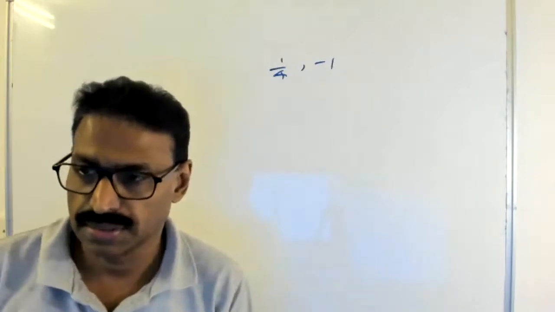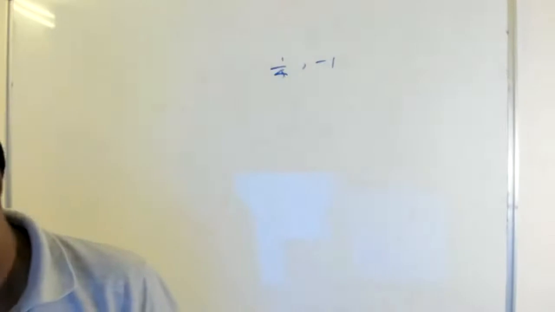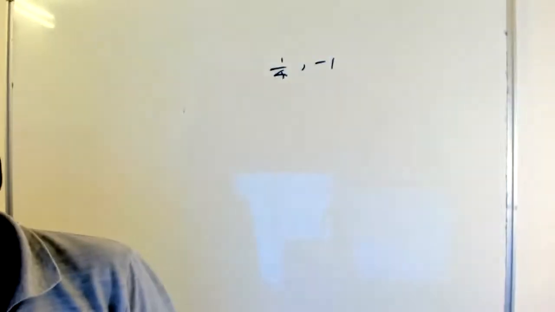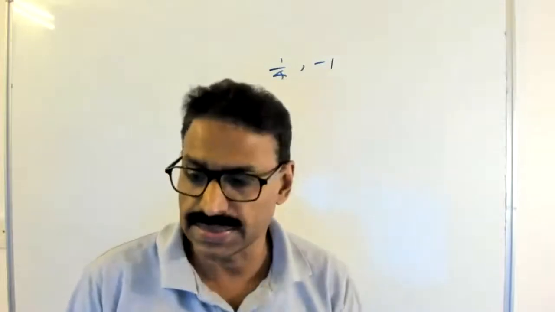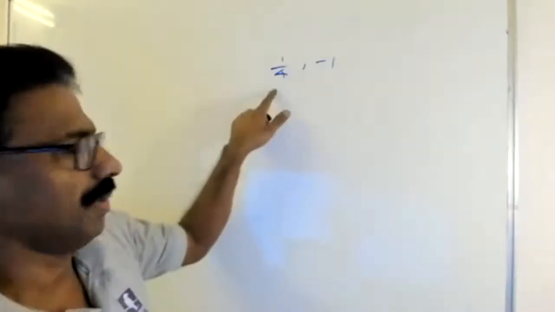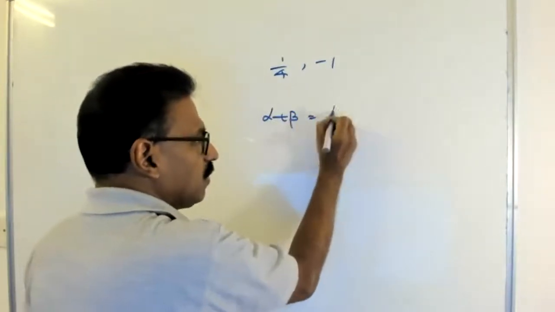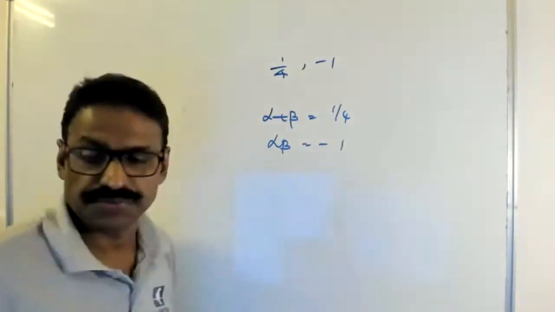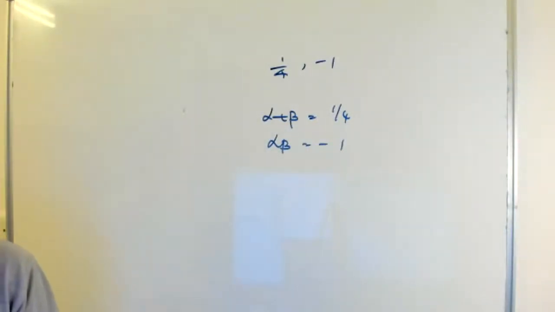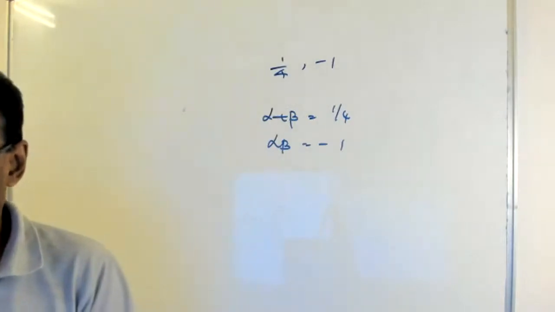Did you understand the question? Can you repeat the question? The question is: the sum is 1 by 4, that is alpha plus beta is 1 by 4, and alpha beta is minus 1. We just have to find the polynomial. That's only simple. You don't need to add or multiply this. Okay?